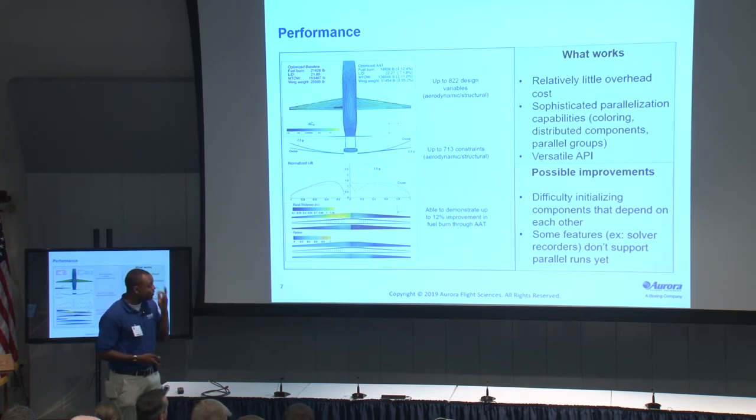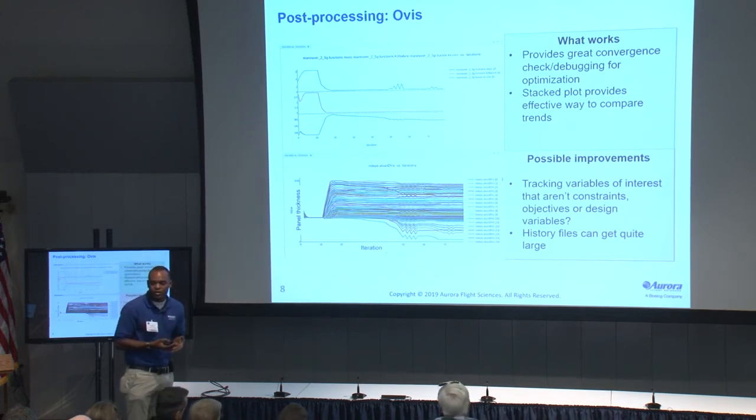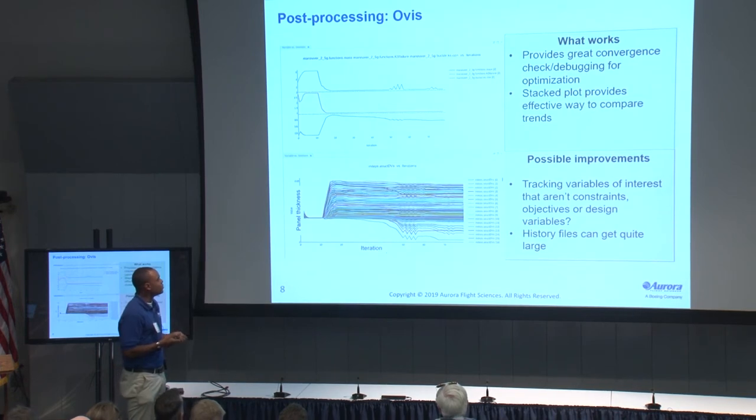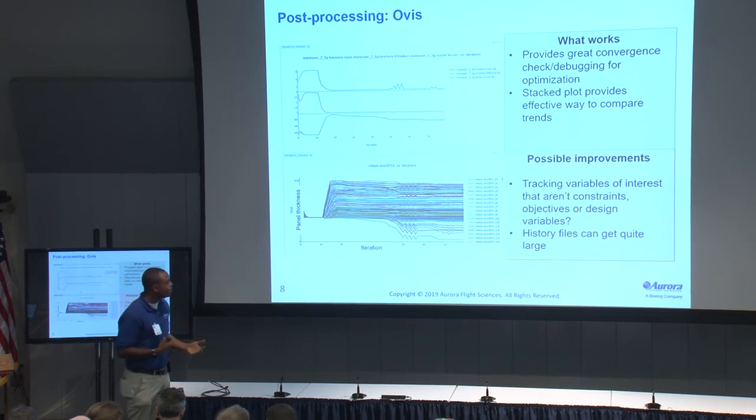Yeah. But if some of that functionality could be developed further, that might be of use to us. In terms of post-processing, the OVIS tool is a really cool way of doing the convergence check on the optimization after it's been done. It's a really useful debugging tool from an optimization standpoint. I really like the ability to take several design variables or constraints and stack them on top of each other, and from the iteration history infer the different trade-offs being made between the design variables, constraints, and objectives. A really concise and condensed way of presenting that information.